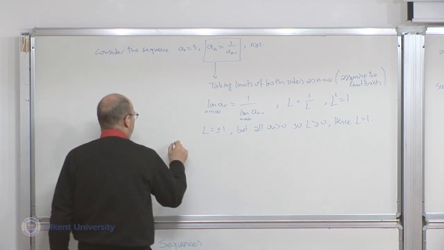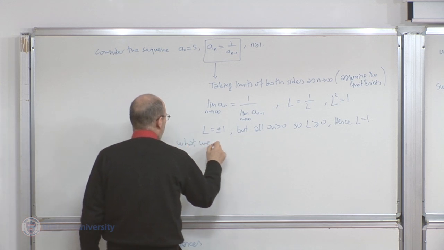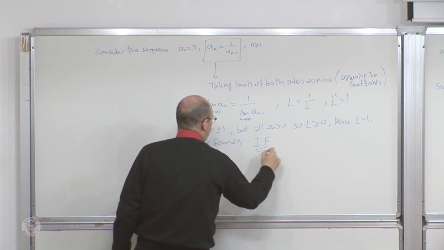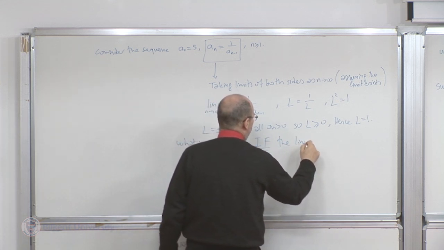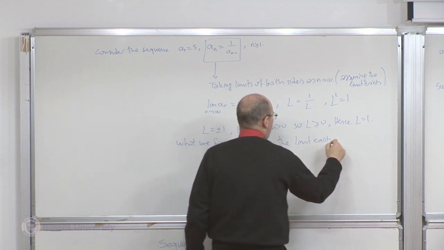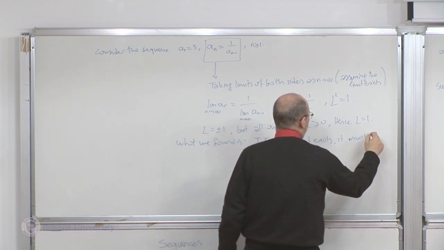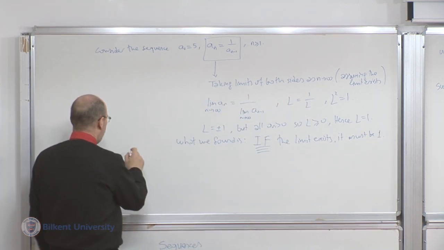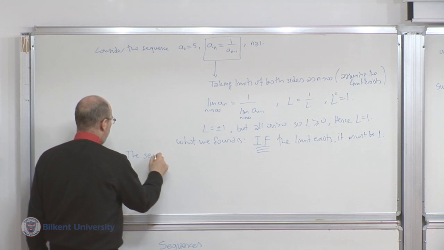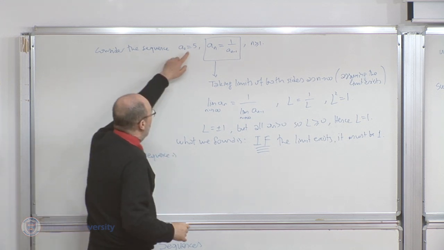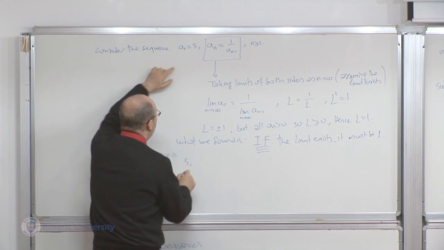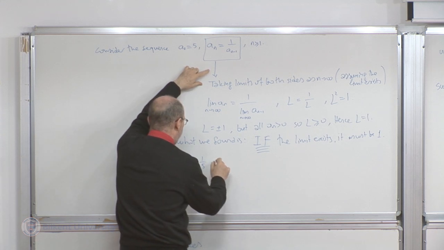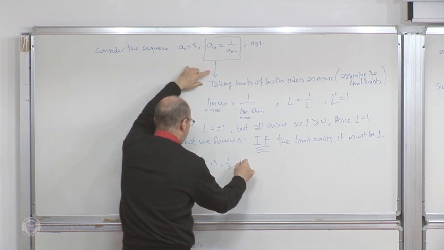So what we found is, if the limit exists, it must be 1. Now let us check if the limit exists or not. The sequence is: we start with 5, then we take 1 over 5, then we take 1 over that, which is 5 again. So this is the sequence.